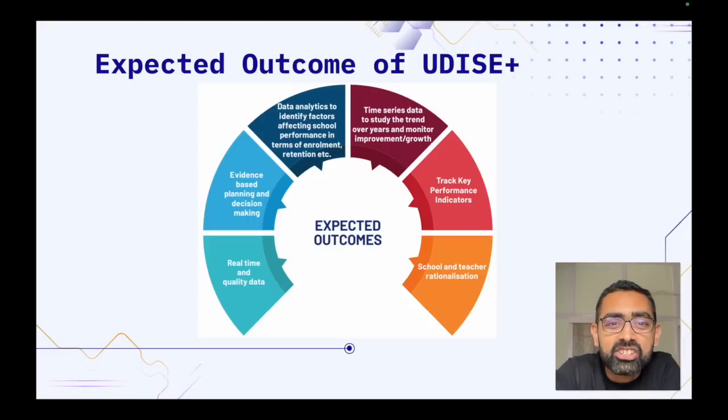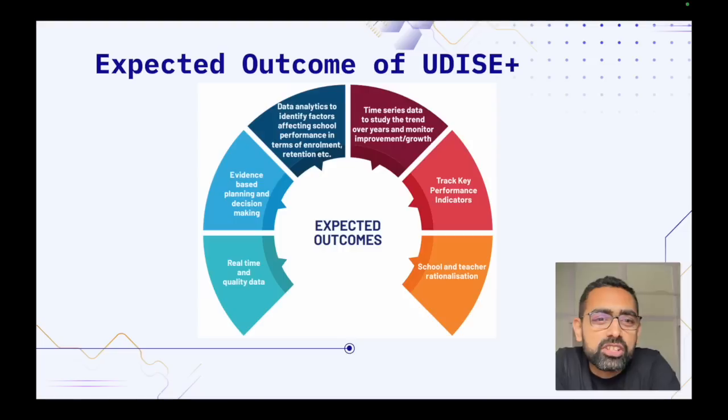Rationalization is another big thing which we have to do in Meghalaya. There are some schools having a small number of teachers but very high enrollment, and on the other hand there are schools with very low enrollment and more teachers. So we need to see this data in real time to make good decisions. That is why UDISE is very, very important. So these are the expected outcomes of UDISE.